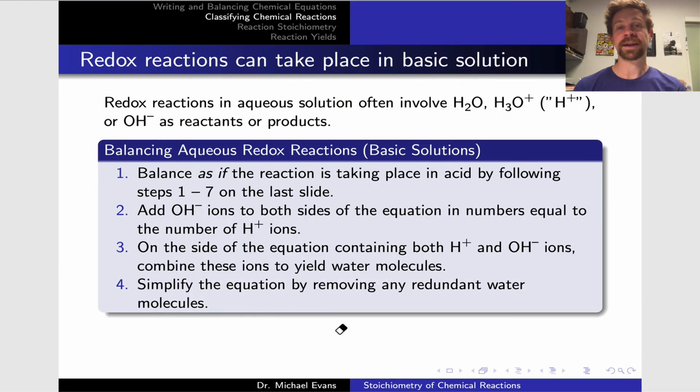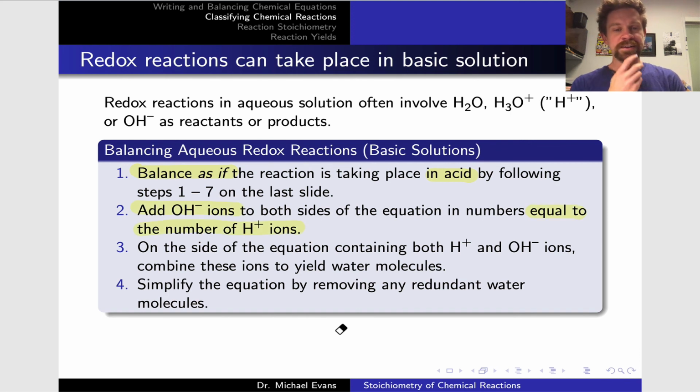A redox reaction happening in basic solution can be balanced by following the acid process and doing a few additional steps to essentially replace the acid H plus or H3O plus with hydroxide. So the first step to this process is to balance the reaction as if the reaction is taking place in acid by following the steps on the previous slide. We then neutralize the H plus by adding OH minus ions to both sides of the equation, equal numbers of OH minuses, so that we're not really changing fundamentally the nature of the reaction, we're just neutralizing the H plus since we're under basic conditions as specified by the parameters of the problem, right?